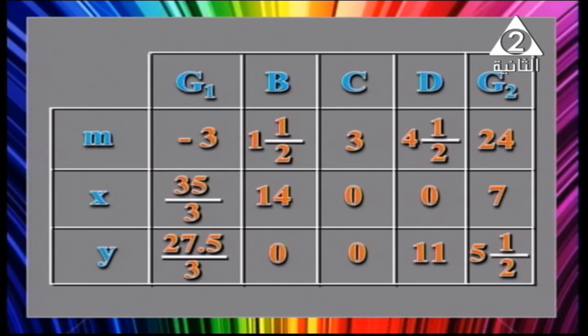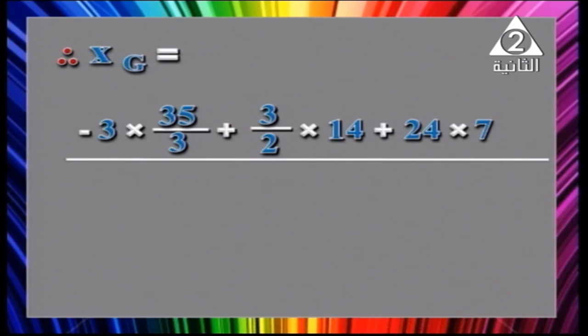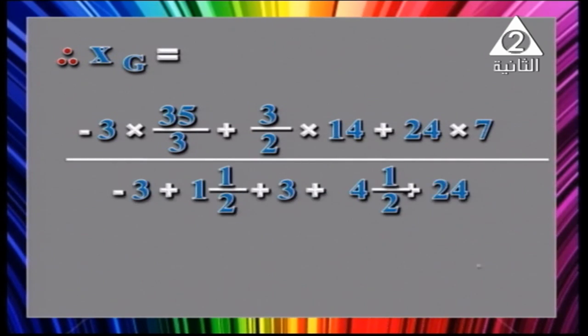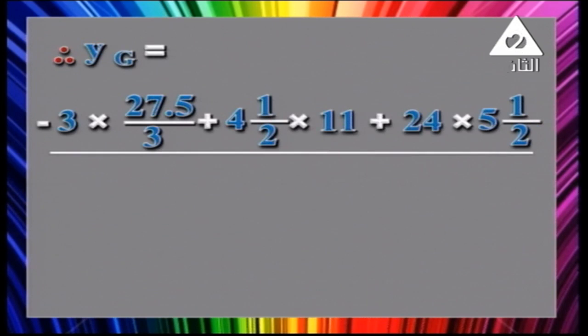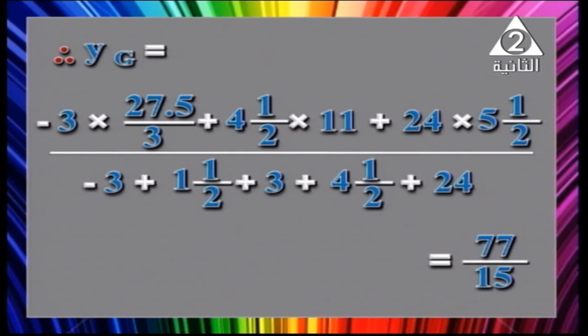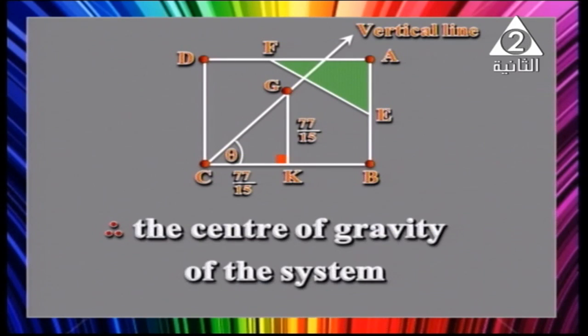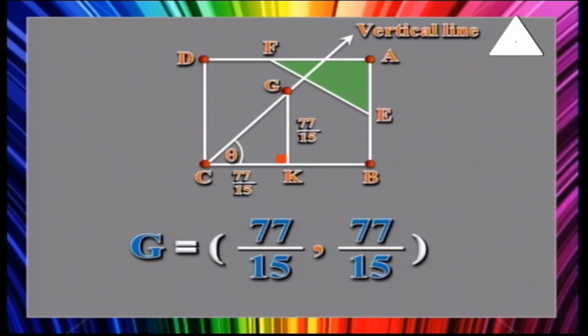By using the rule, we find the value of xg equals what? Equals 77 over 15. Also yg by the same method equals 77 over 15. Then, look, my dear student, the center of gravity of the system G is (77 over 15, 77 over 15). What did you deduce? The x coordinate equals the y coordinate.